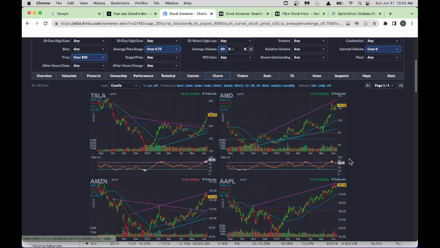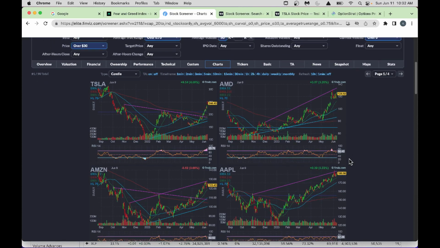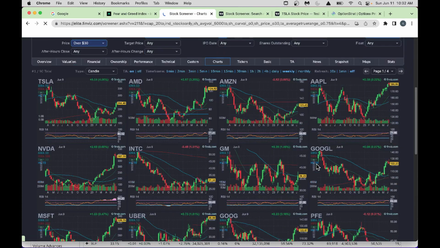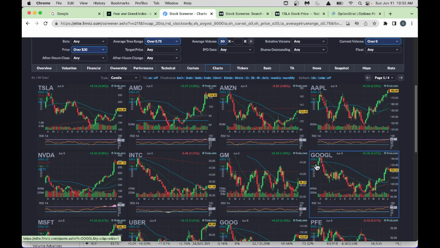So if you have Finviz Elite, you can also change here. Sometimes you want to look at a weekly view. You just click on weekly here, and you get a nice weekly view of the chart. This can give you a little bit broader perspective. And by looking at this, you can see Tesla is going up very well of late.